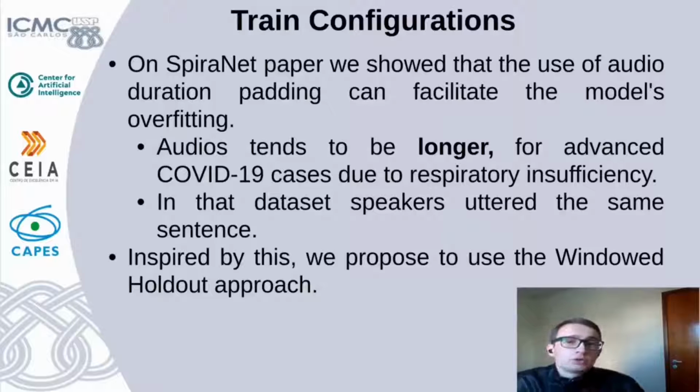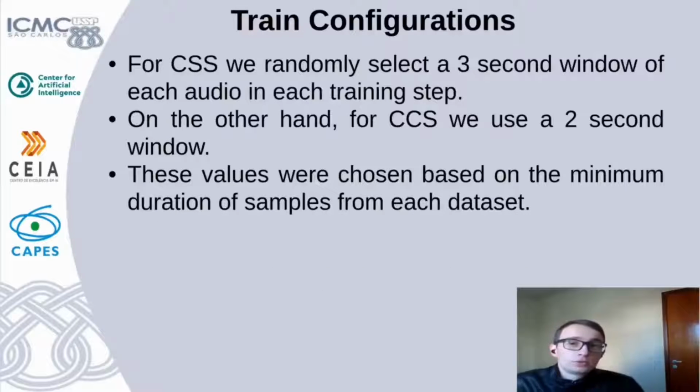In the SpiroNet paper, we showed that the use of audio duration padding can facilitate the model's overfitting. Audio tends to be longer for advanced COVID-19 cases due to the respiratory insufficiency. Inspired by this, we propose to use the windowed handout approach. For the COVID-19 speech sub-challenge, we randomly selected 3-second windows of each audio in each train step. On the other hand, for the COVID-19 cough sub-challenge, we use a 2-second window. These values were chosen based on the minimum duration of the samples from each dataset.